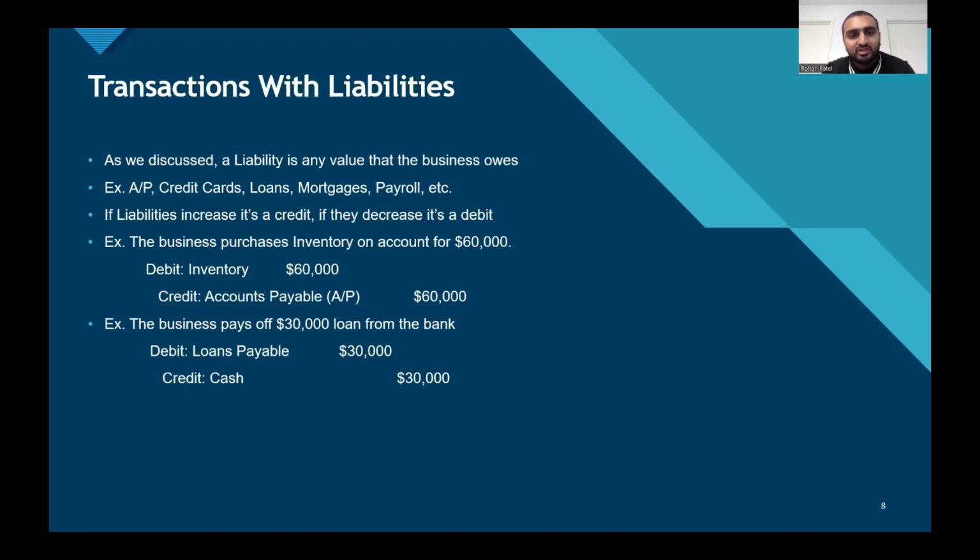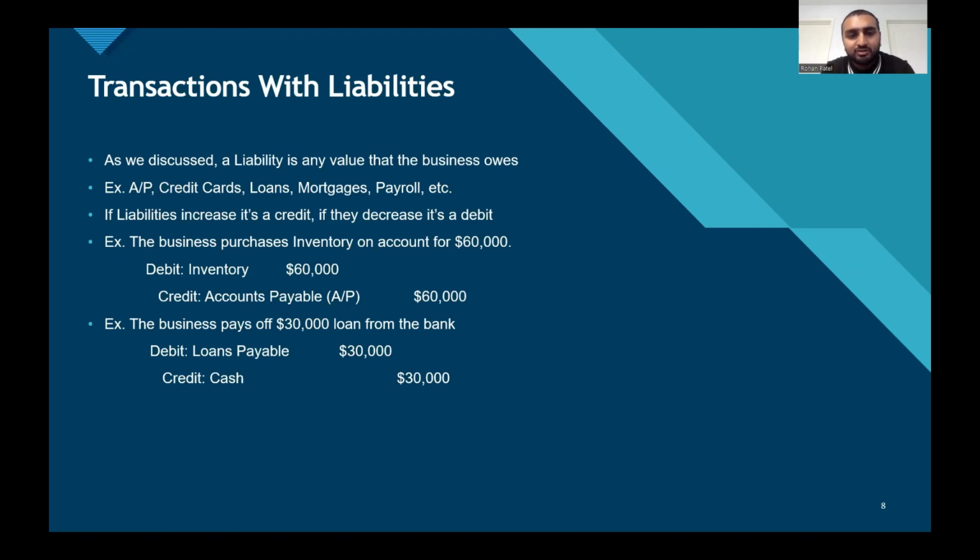So now the business pays off a $30,000 loan from the bank. This is the callback from the transactions with assets slide, right? So we've finally paid back the loan that we acquired on that slide. What we would do is debit the loans payable account for $30,000. That is a liability that is off our shoulders, so we don't need to worry about it. So to decrease a liabilities account, in this case, loans payable, we debit it. So that's going out. And we credit the cash account for $30,000, right?